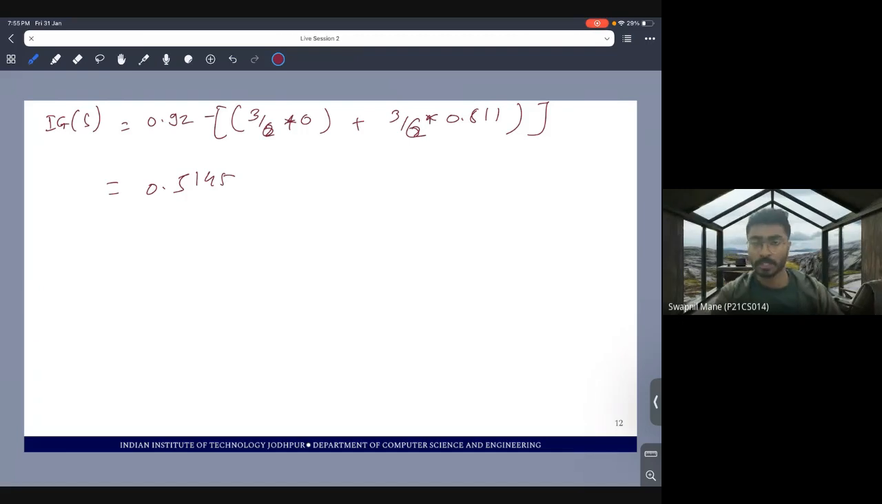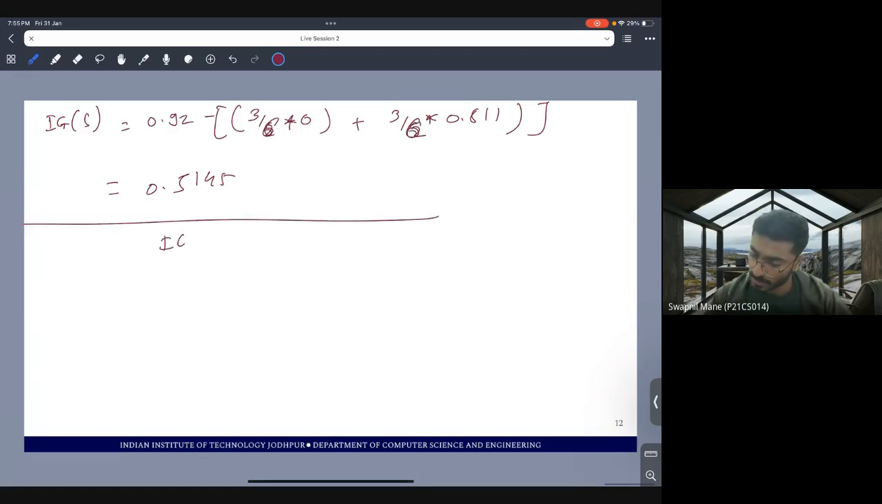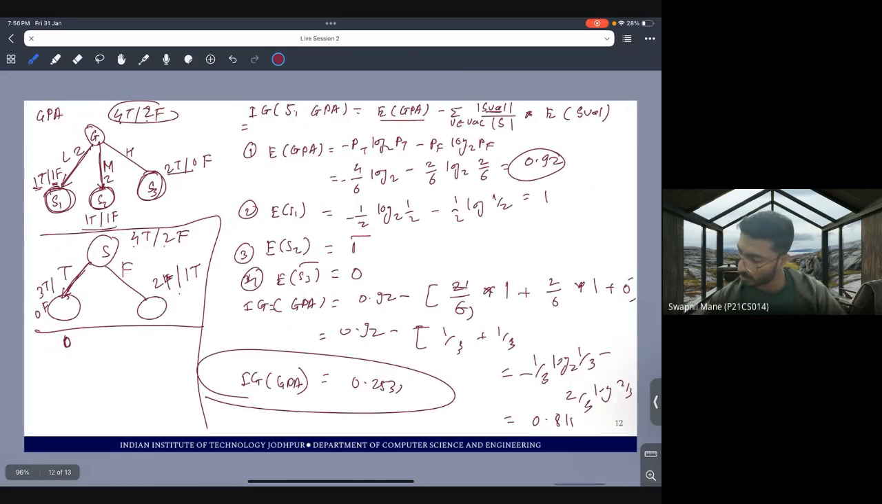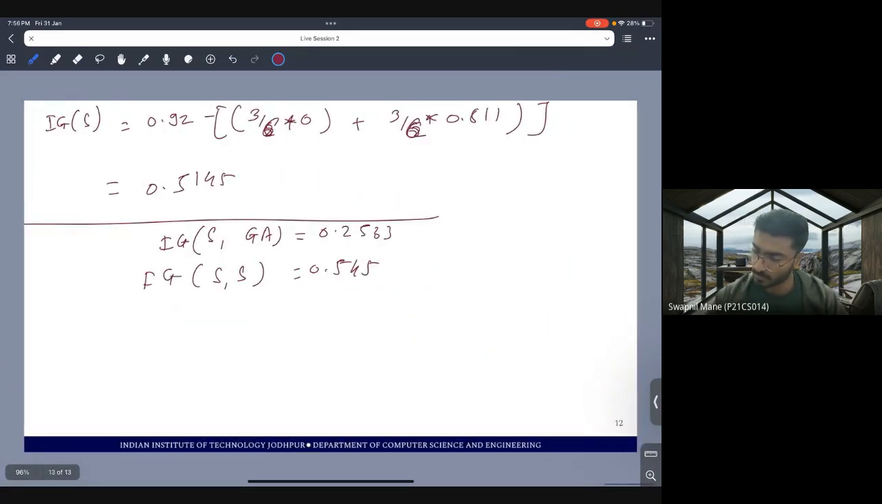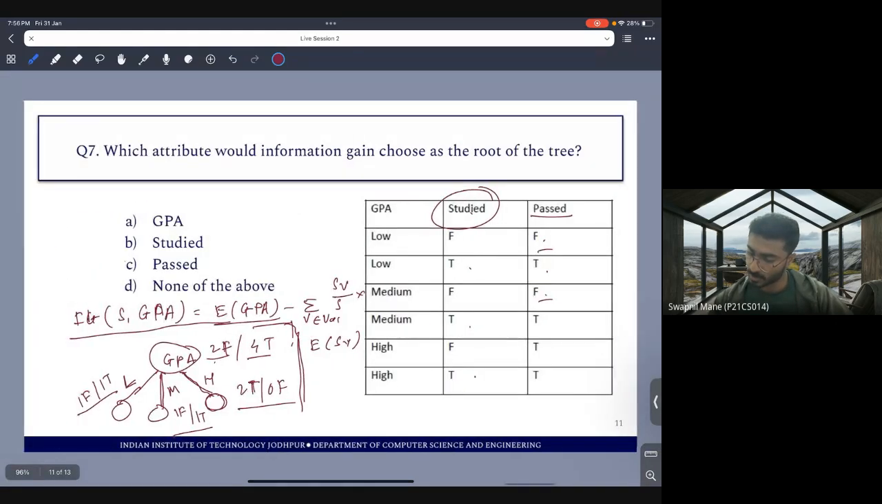So are these the same values you are getting, or something different? Because this is 6. So here the information gain of GPA and the information gain for studied are 0.5145 and 0.2533. So obviously you can see we are getting higher information gain from the studied attribute. So we'll select the studied attribute here. So option 2 is correct here.